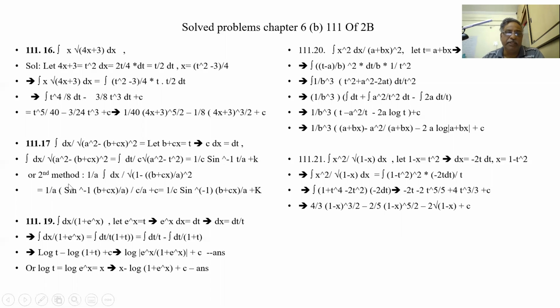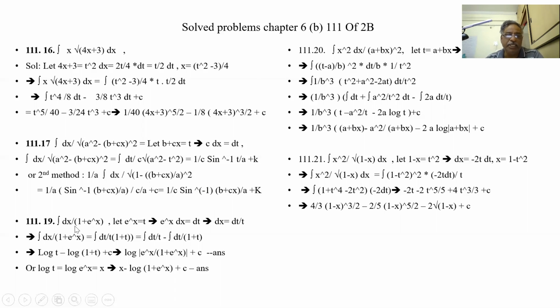Second method: I am taking a outside, dx by a, dx by square root of 1 minus b plus cx by a whole square. This is sin inverse of b plus cx by a, divided by c by a. So a gets cancelled, so 1 by c sin inverse b plus cx by a. This is direct without substituting t. I can do it directly also.